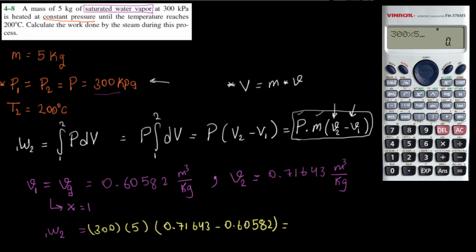300 times 5 times 0.71643, minus 0.60582. Okay, and the answer that we get is almost 166 kilojoules. And again, we use kilojoules because we used kilopascals throughout this problem. Okay, and also notice that the work is positive, so we have an expansion.